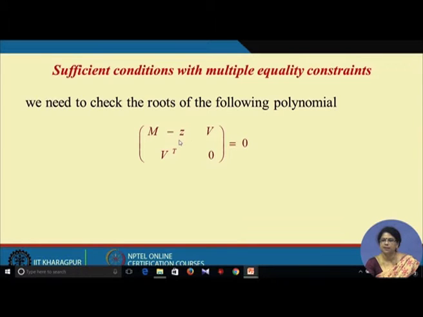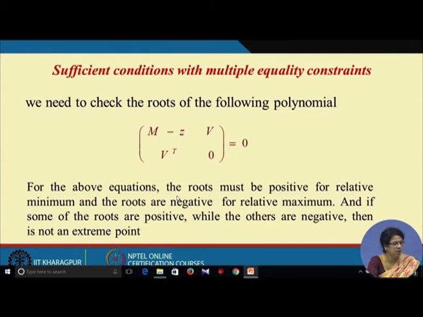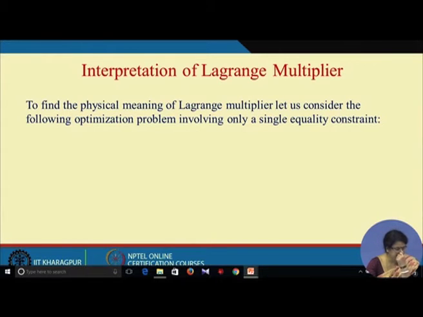Eigenvalue can be calculated from the characteristic equation. That is why the characteristic equation can be taken as M minus zI. Okay, that part I need not tell you, this is just the simple part from matrix algebra. Now I will explain this methodology with one example next. But before that, I want to tell you what is the physical significance of the Lagrange multiplier.